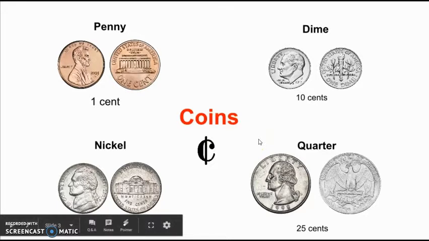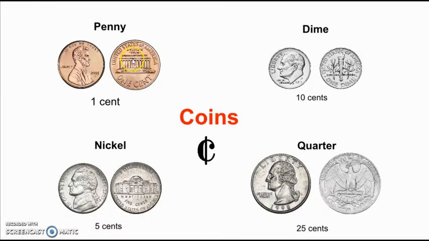So the first coin that we will talk about is the penny. The penny is the only copper coin out of these coins right here. That's the front of the penny, and this is the back of the penny. And the penny is worth 1 cent. That is the least amount that we can have on a coin, 1 cent.